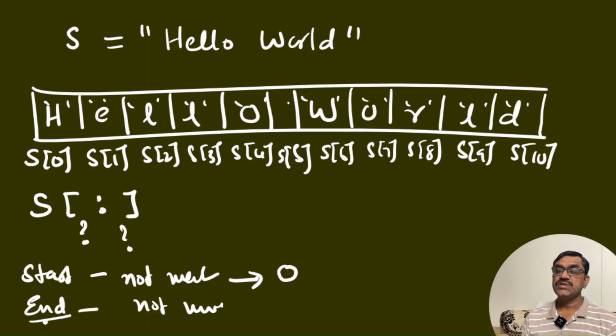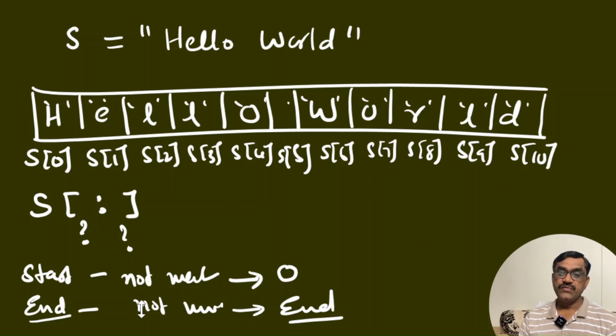When you don't mention the end index, it goes up to the end of the string. Up to the end of the string means it goes up to s of 10, not less than s of 10. If you mention the end index as 11, even though 11 does not exist, it reads the entire string up to s of 10.